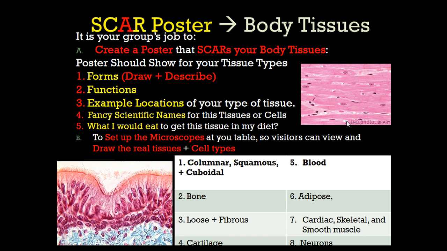So if we look at these cells right here, this is muscular tissue, and this looks right here like this is smooth muscle tissue. And smooth muscle tissue is made of a bunch of different types of muscle cells that contract involuntarily. We can see they have lines of actin and myosin fibers that allow them to get shorter.